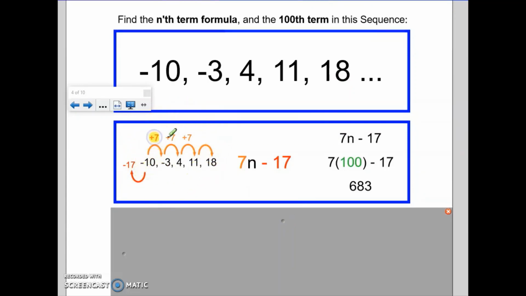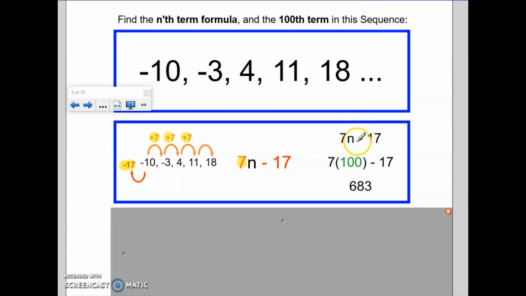I'm adding on 7 each time, which is why I'm dealing with 7n. If I go to negative 10, I'm already in my negative numbers, and I'm going to take away another 7, which is why I get even more negative and land on negative 17, which is why I have a take away 17 here. There's my nth term formula. There's the bit of algebra associated with this sequence. Then I use that bit of algebra to find the 100th term.